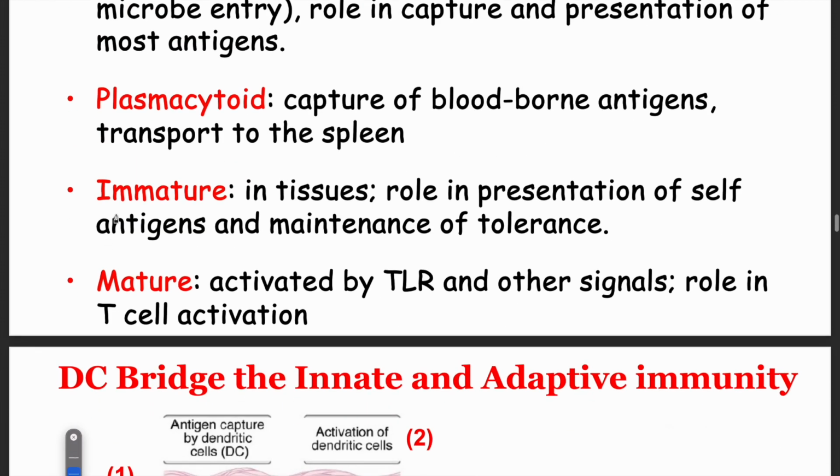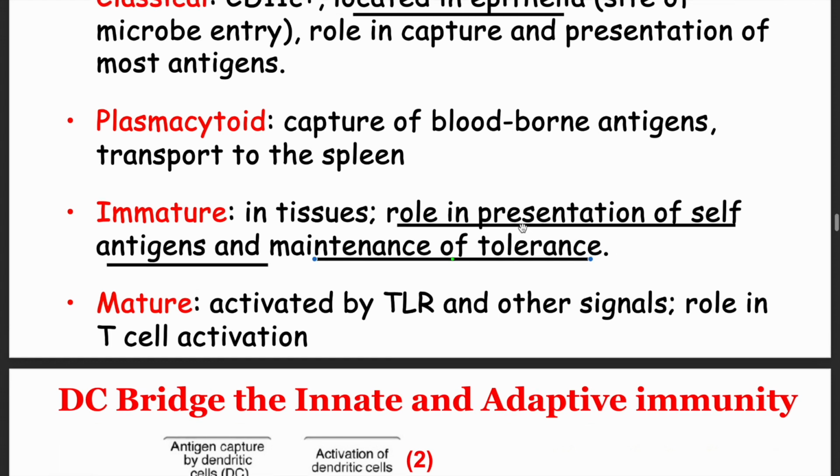وهنا راح نجي على أهم اثنين اللي هي الاماتشور والماتشور. هسه الاماتشور it is present in the tissue as what? As a sensory cell. Its main role is to present the self-antigen and maintain the tolerance. هسه لما يكون self-antigen موجود, يعني no immune response will be initiated. There is self tolerance. هسه the fourth type of dendritic cell is basically activated by TLR and other signals. It has a role in T cell activation.